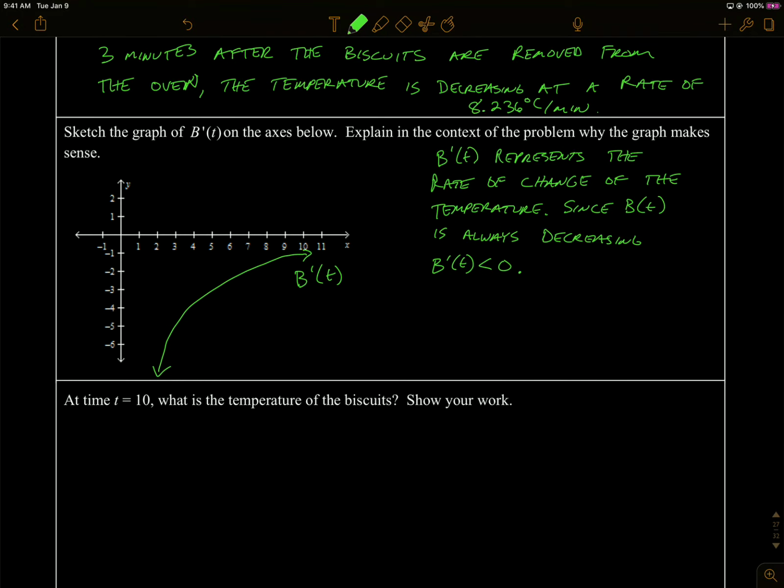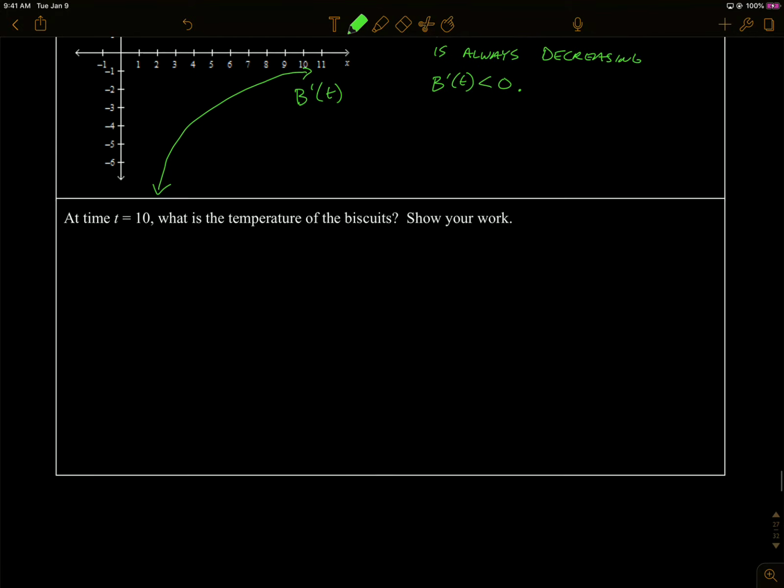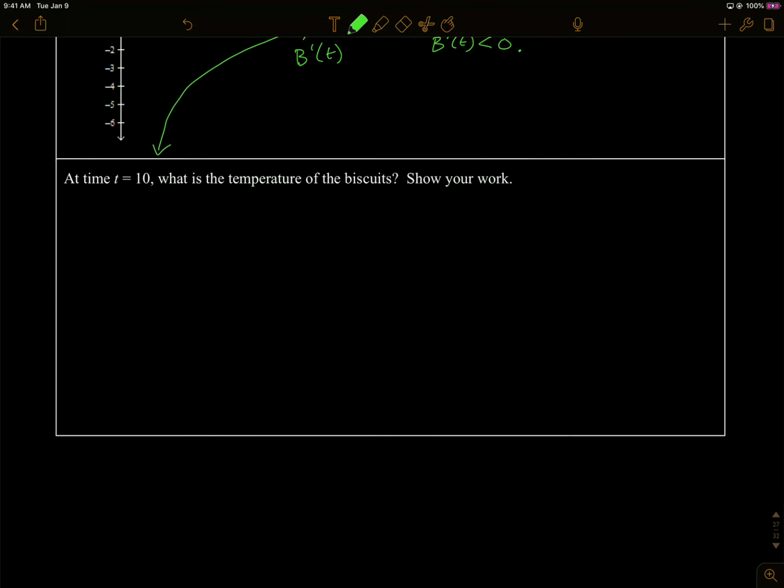We could also talk about the rate at which the temperature is decreasing. When you first pull them out of the oven, you're going to have higher rates of change, and then it's going to slow down as we keep going. It's going to cool down a lot in that first minute compared to, say, the 10th minute. It's not going to cool down as much. So the rate of change is slowing down. But this is good enough. We kind of explained why the graph makes sense since we're saying it's below. That would be fine. That's a good enough explanation there.